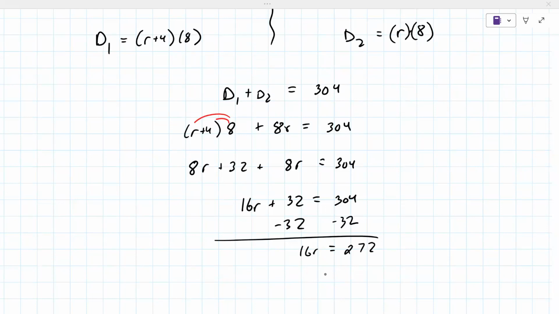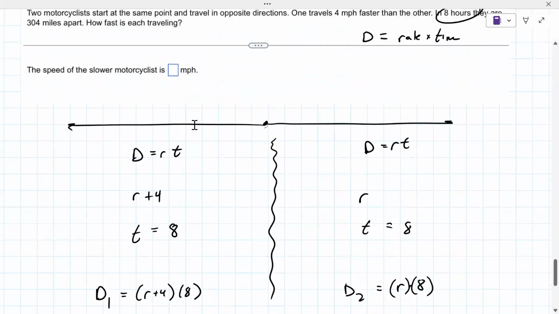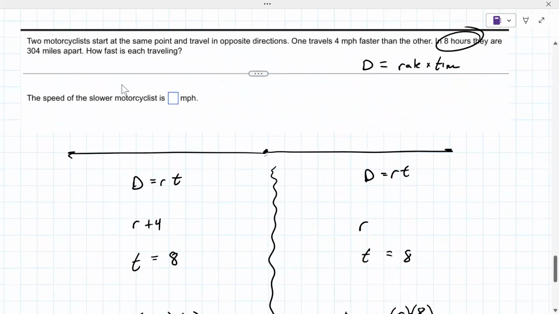It does. R equals 17. And be really careful. R is the rate of this person, the slower one. You've got to go back and ask which one they're asking for. Maybe they're asking for both because it's a two-parter. But the slower one is the R.